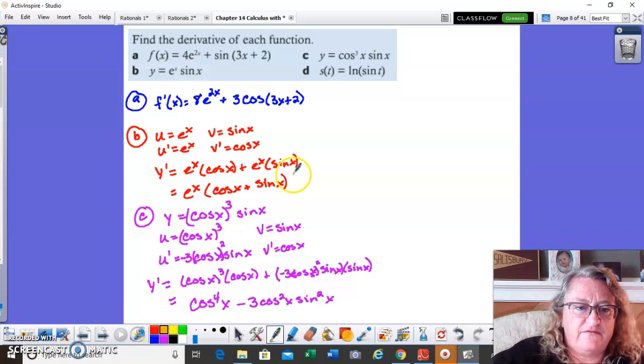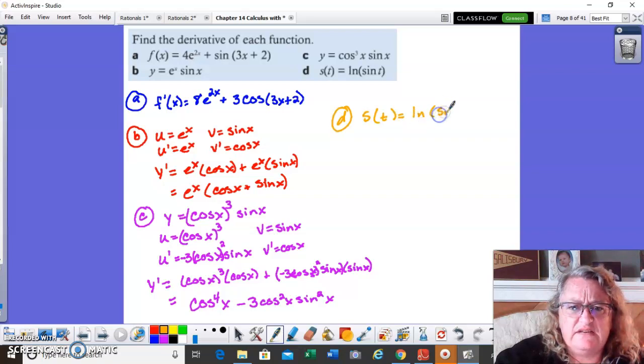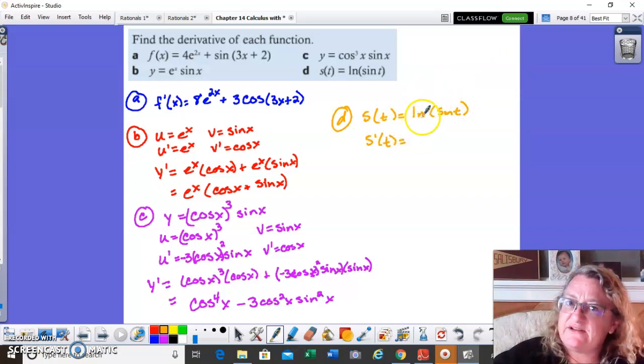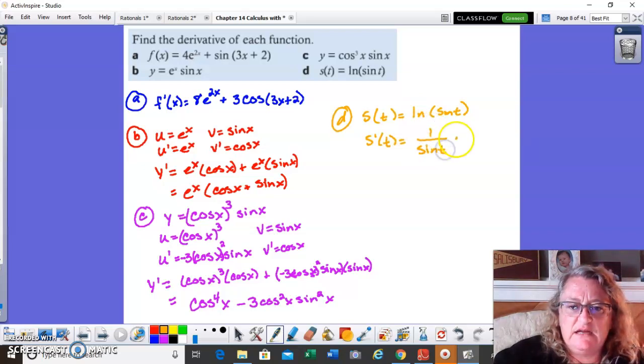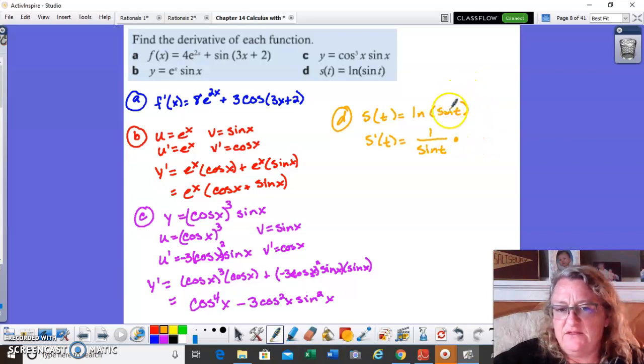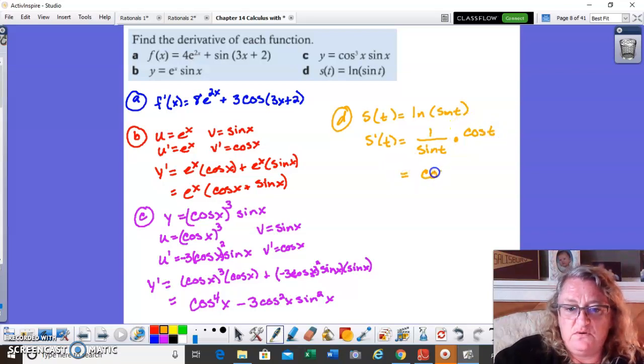All right, and our final one, letter D, s of t is the natural log of the sine of t. This is a chain rule, okay, because we have a function inside another. So the derivative is going to equal, well, what's the derivative of natural log? It's 1 over x, but our x in this case is sine of t. And we're going to multiply that by the derivative of the sine, which is the cosine of t. So this thing is equal to the cosine of t over the sine of t.